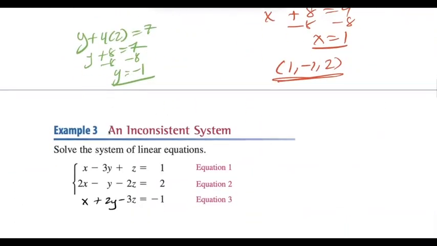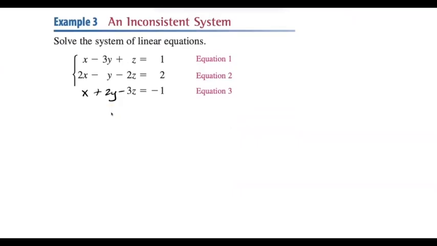How about an inconsistent system? We should do one that has no solution. What does that look like? Well, let's do this real quickly. We're going to do the same rule. We're going to get rid of the same variable twice. In this case, let's get rid of, I still say x is the easiest.